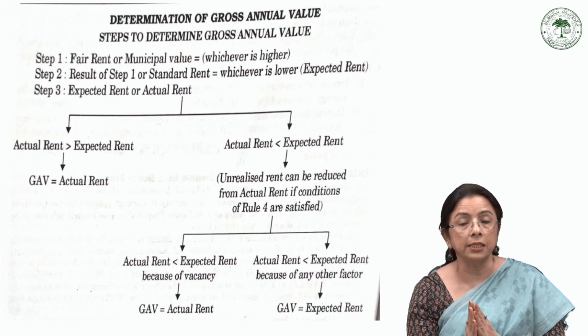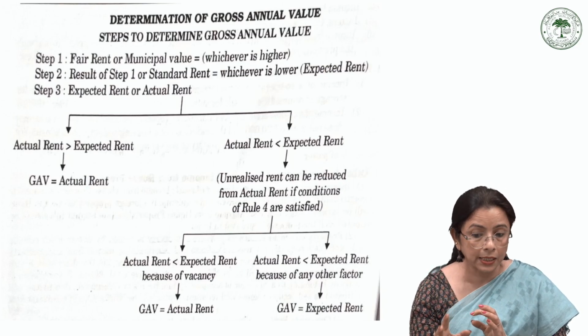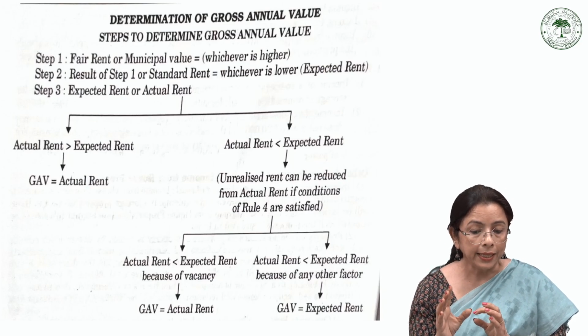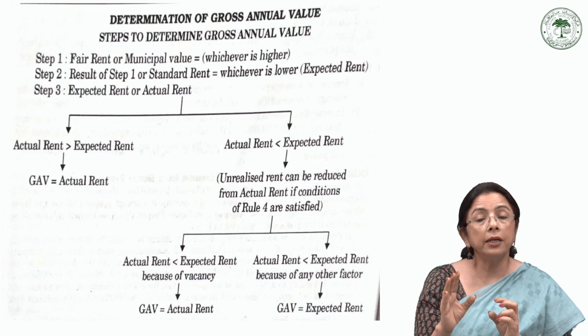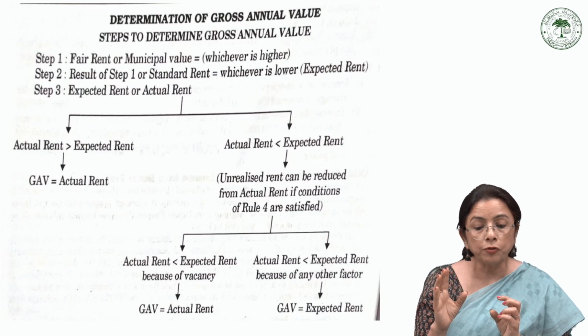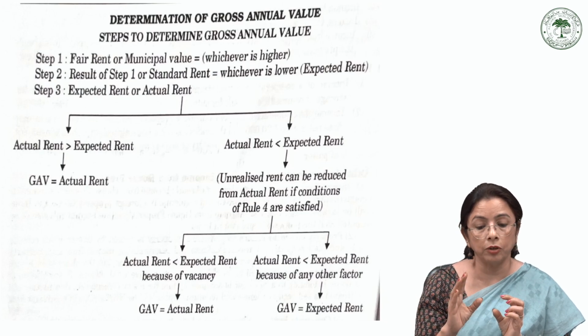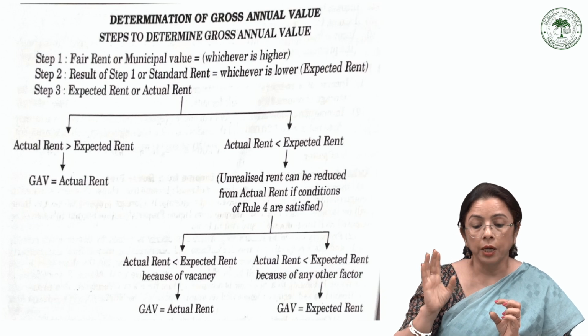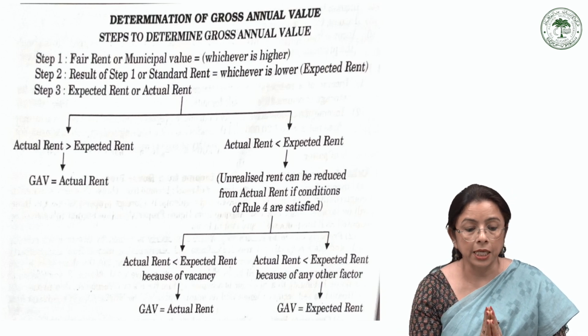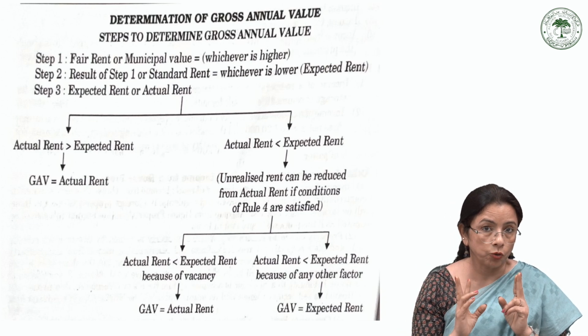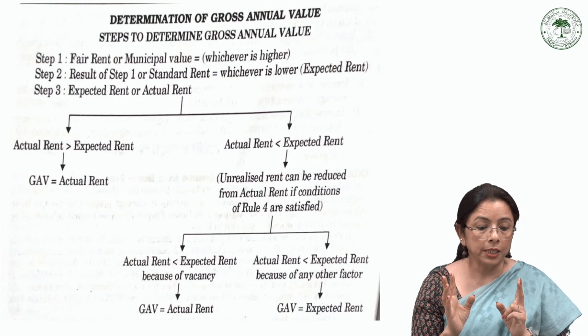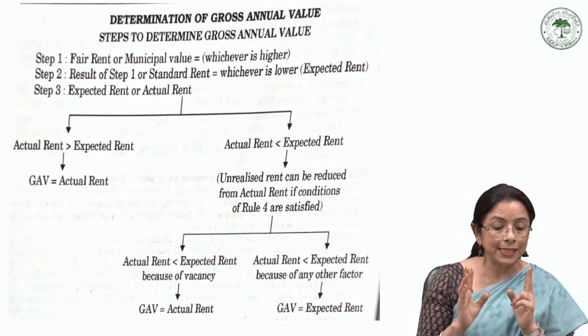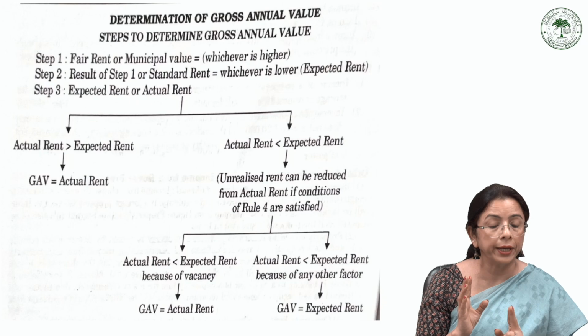But in case the actual rent is less than the expected rent, because unrealized rent can be reduced from the actual rent if conditions of Rule 4 are satisfied, we have two situations to consider. The first is if the actual rent is less than expected rent due to vacancy.